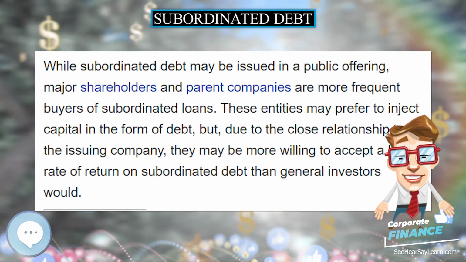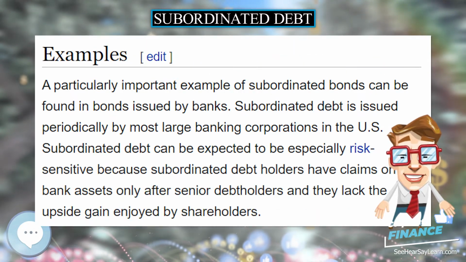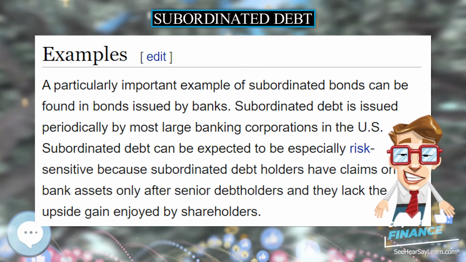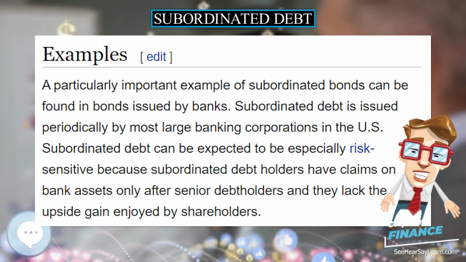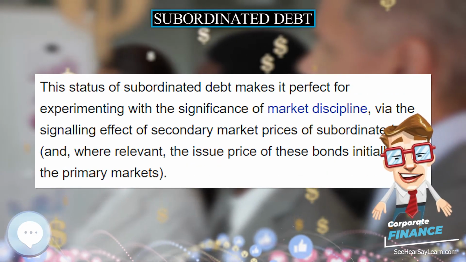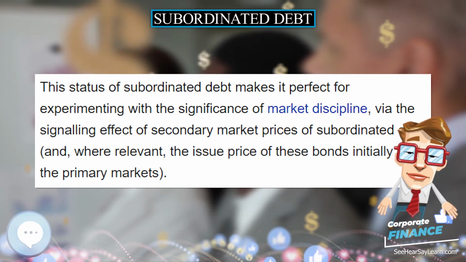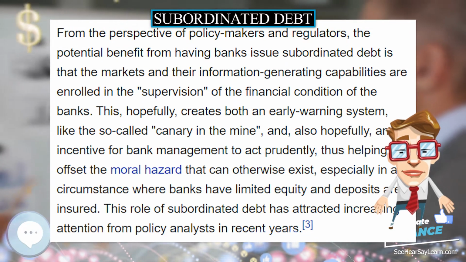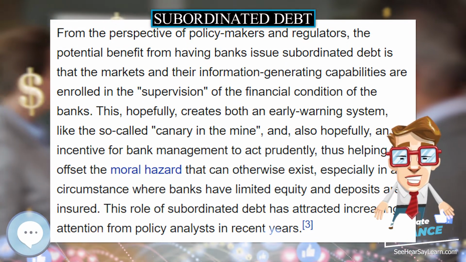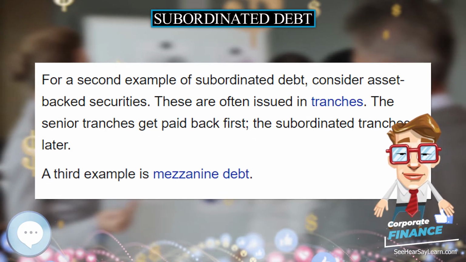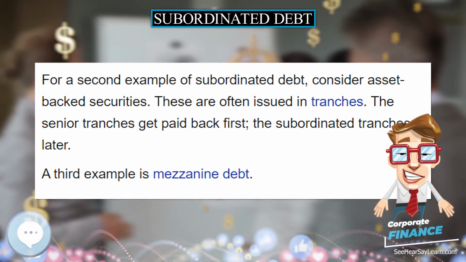While subordinated debt may be issued in a public offering, major shareholders and parent companies are more frequent buyers of subordinated loans. These entities may prefer to inject capital in the form of debt, but, due to the close relationship to the issuing company, they may be more willing to accept a lower rate of return on subordinated debt than general investors would.